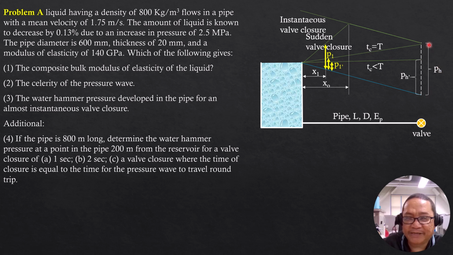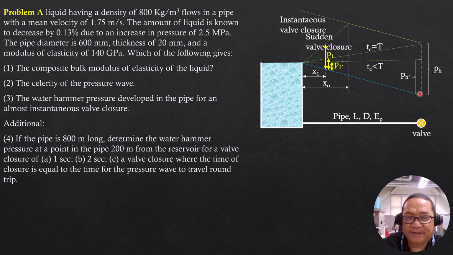When the valve closure is instantaneous, this is the increase in water hammer pressure at the valve. Then it extends theoretically up to the reservoir. So pH is constant up to the reservoir. So that is the first case where we have instantaneous valve closure. Time of closure is 0, which is impossible in reality. But theoretically, we can do that by just computing what is required in the problem.